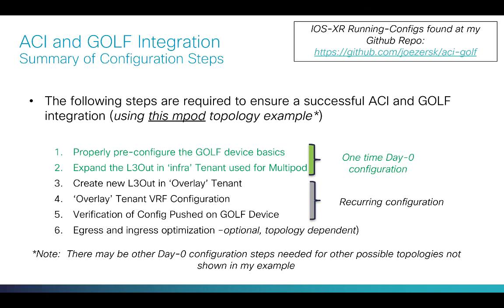Once you've got that set up, then you can create new additional, what I'll call placeholder layer 3 outs in each of your user tenants, and that's a recurring configuration. So again, if you're bringing on a lot of new tenants with their own VRFs, you're going to have to do some really basic configuration in order to get their VRFs to show up automatically in the Golf router and WAN integration to be complete. And then in a future video, we'll actually show the ingress and egress optimization because there are some interesting things to be aware of depending on your topology.